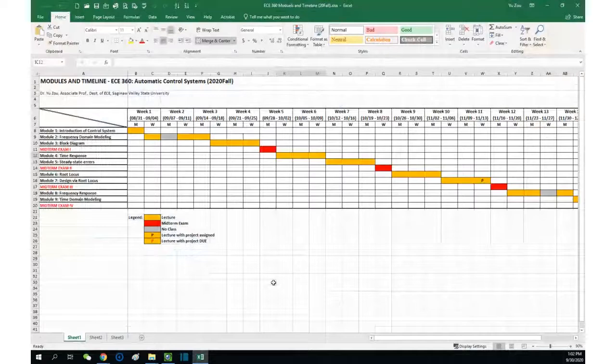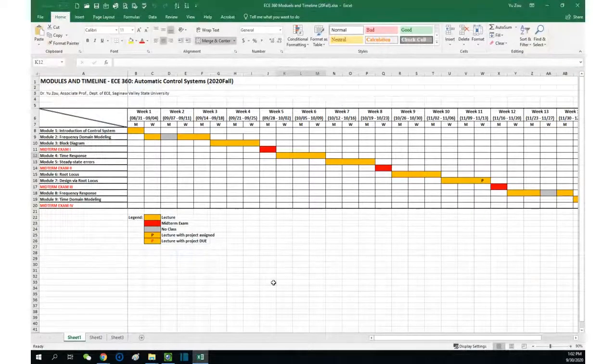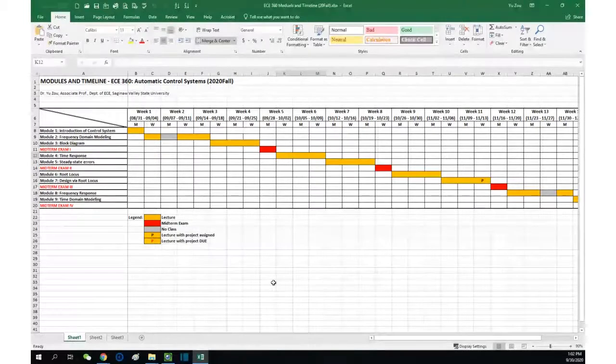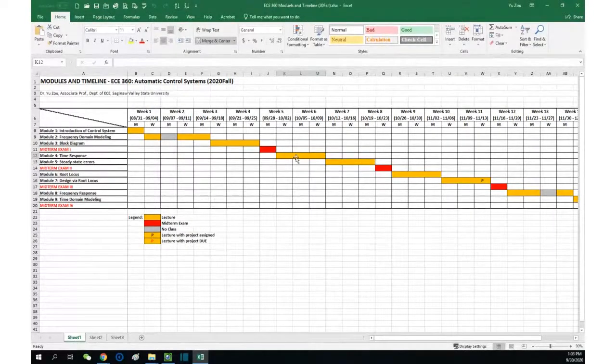Midterm was on Monday, and I haven't had any time to grade yet. So we will see the results and solutions maybe next Monday, or maybe even next Wednesday. Okay. This is the intro, and so we're here. We're at this particular cell, the first lecture of new module 4, time response.